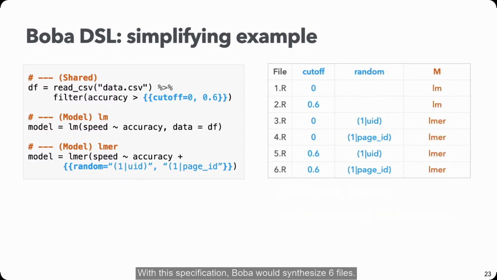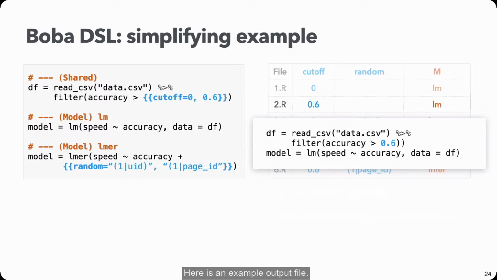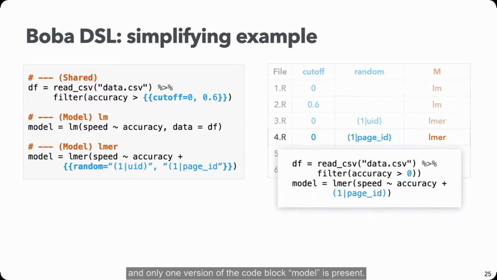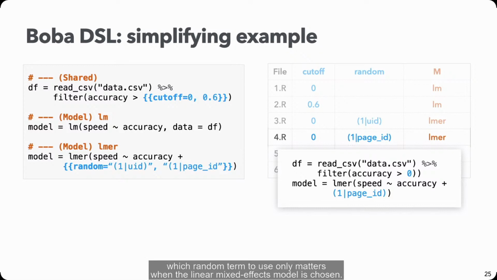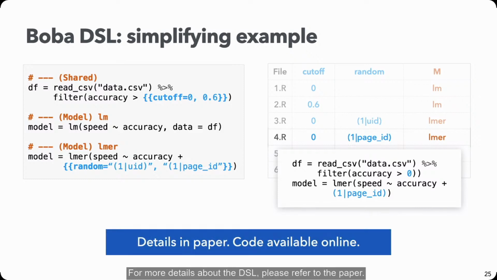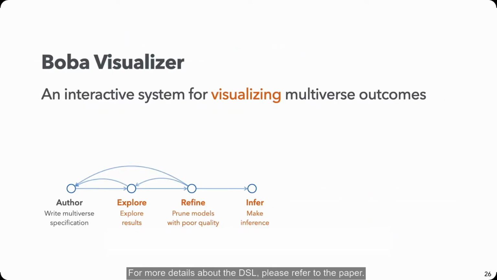With this specification, Boba will synthesize 6 files. Here is an example output file. We can see that the placeholder variables are replaced by their possible values, and only one version of the code block model is present. In another output file, we can see that the decision of which random term to use only matters when the linear mixed effects model is chosen. For more details about the DSL, please refer to the paper.